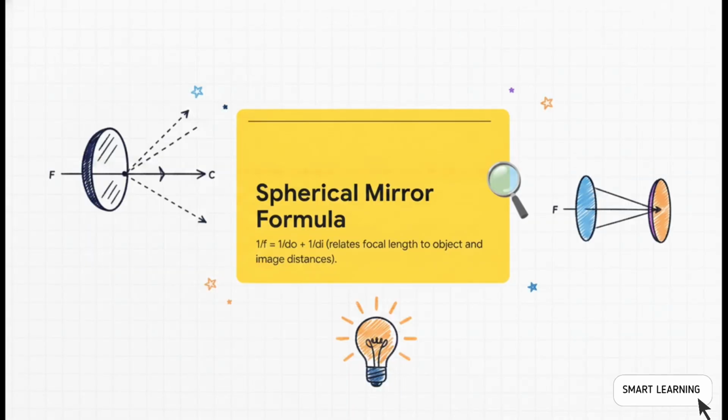Before we start building our proof, let's look right at our exact destination. The famous spherical mirror formula simply states that 1 over the focal length, f, equals 1 over the object distance, do, plus 1 over the image distance, di. By revealing this final formula right away, you know exactly what it is we're trying to reverse engineer here.